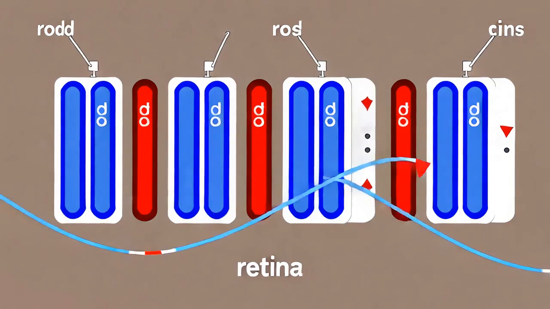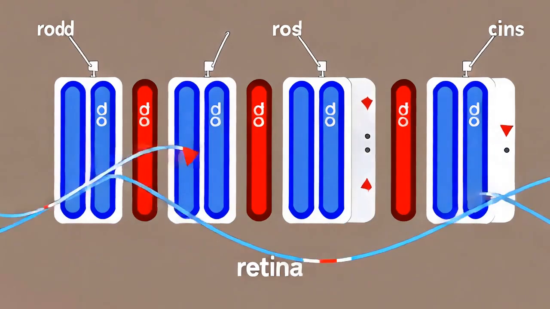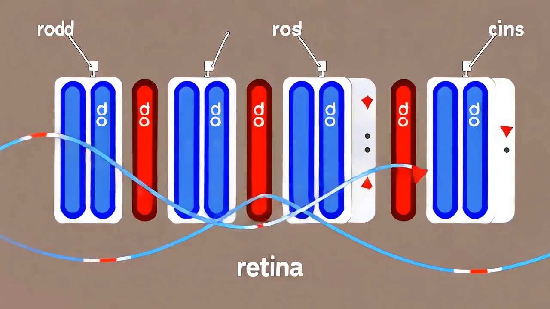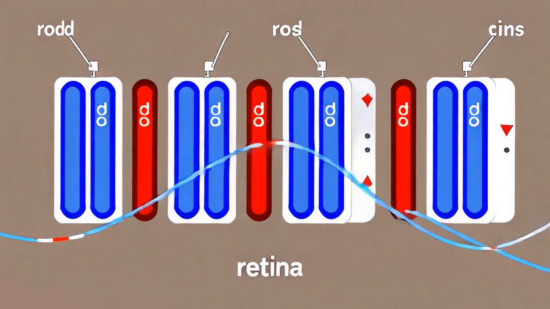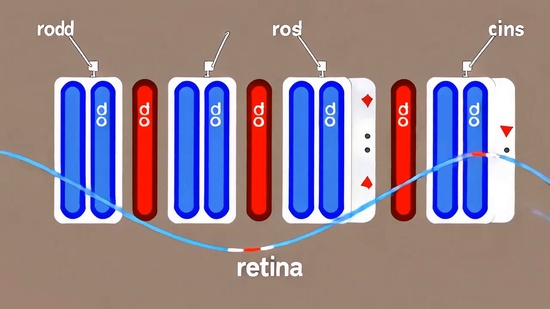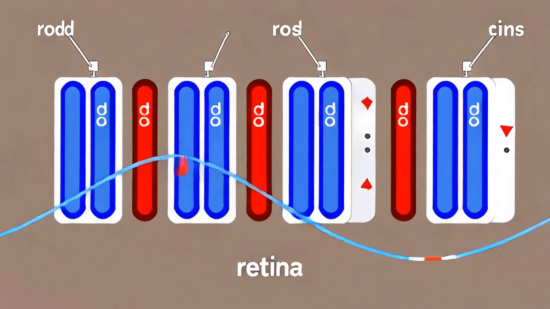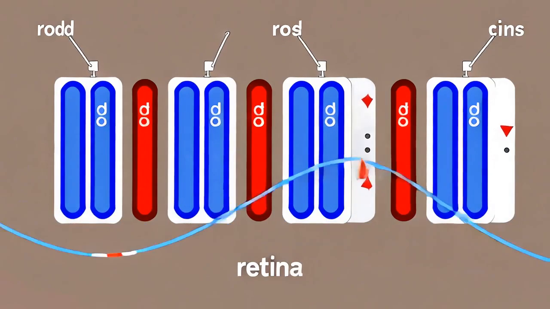Two main types of dots live on this carpet: rods and cones. Rods help you see in low light, cones help you see color. To keep it simple, we'll draw rods as blue rectangles and cones as red triangles spread across the retina.